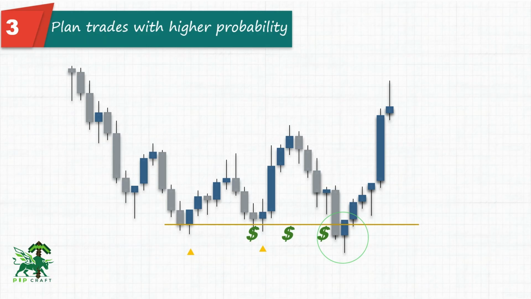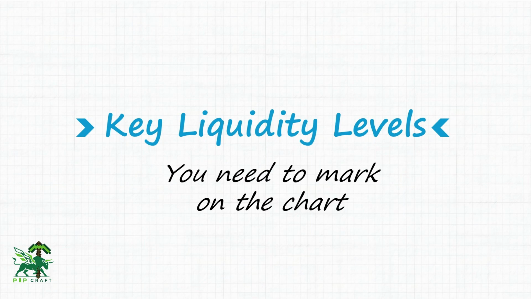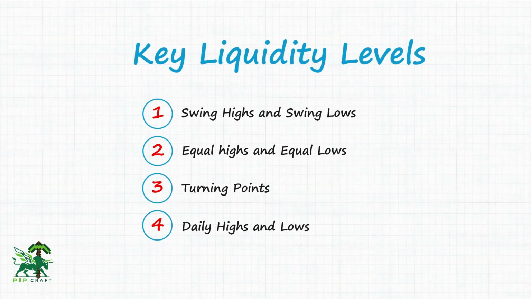Now that we have explained what liquidity is, how it works, and why we mark it on the chart, let me show you the key liquidity levels you need to mark on the chart. There are many important liquidity zones we highlight on the chart, but let me show you some of the key ones. The first one is swing highs and swing lows.